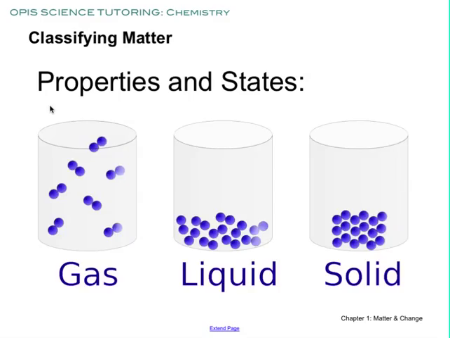Matter can also exist in different states. Matter can exist as a gas, or as a liquid, or as a solid. You might even be able to think of a very common compound that can exist in all three of those states. What comes to mind?